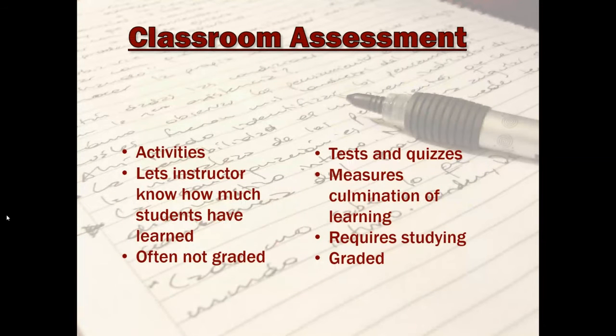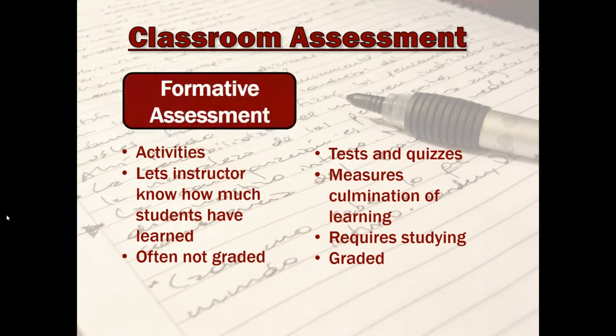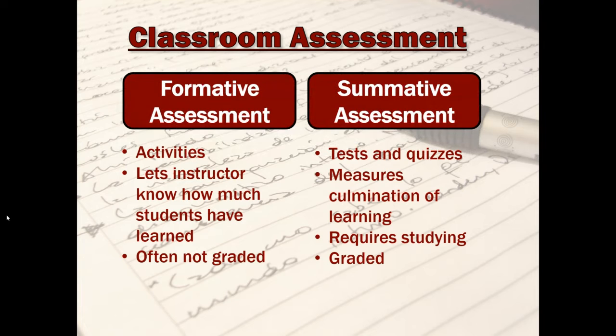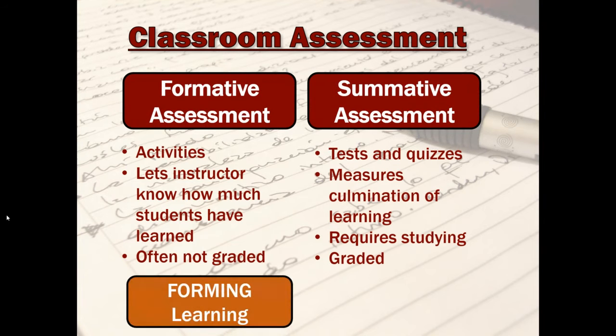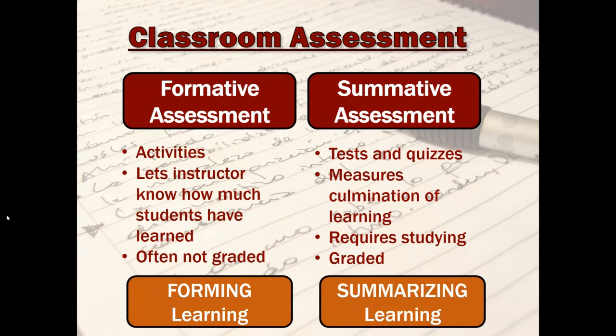So let's focus on classroom assessment, like I said, because we're talking about formative assessment and summative assessment. So we've got 2 types. One type of assessment is comprised of activities that let students and instructors know how much students have learned, and is often not graded. And the other one is tests and quizzes, a combination of learning. You probably already guessed it. One is formative and the other is summative, and this mnemonic is so easy to me.